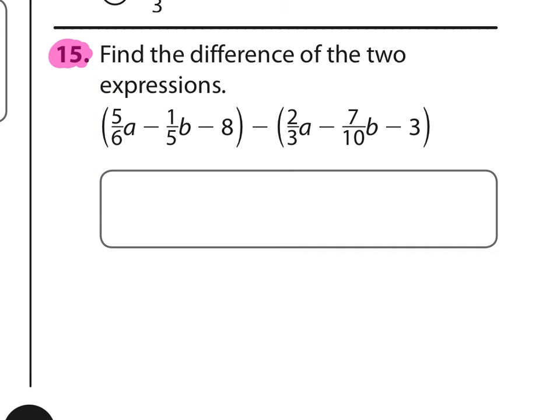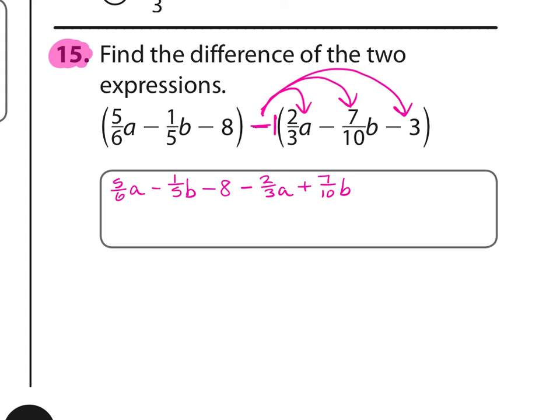Number 15, find the difference of the two expressions. We're just going to simplify once again. 5/6 a minus 1/5 b minus 8. We have this minus, so it's like a negative 1 that will distribute. Negative 1 times positive 2/3 a is negative 2/3 a. Negative 1 times negative 7/10 b is positive 7/10 b. Negative 1 times negative 3 is positive 3.